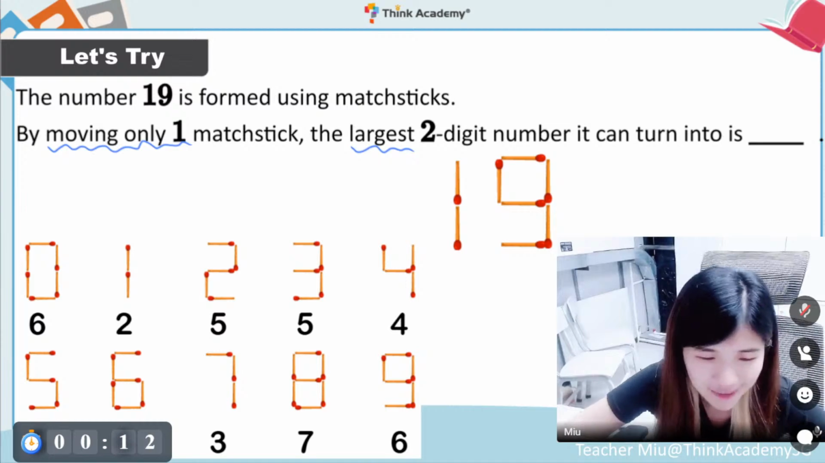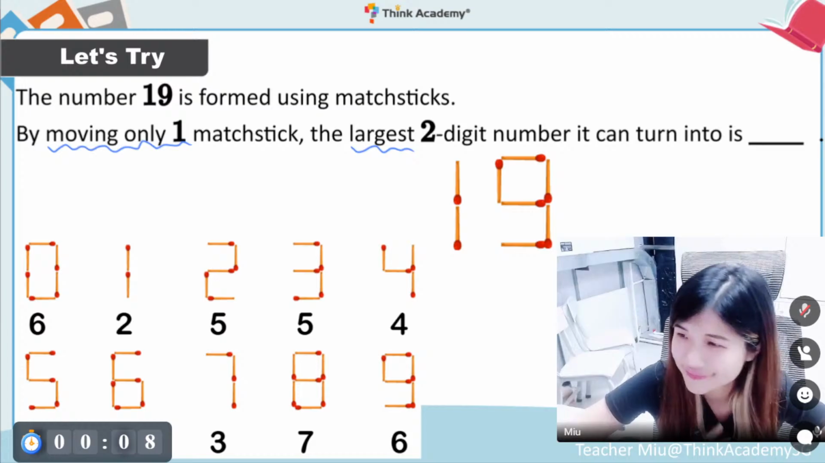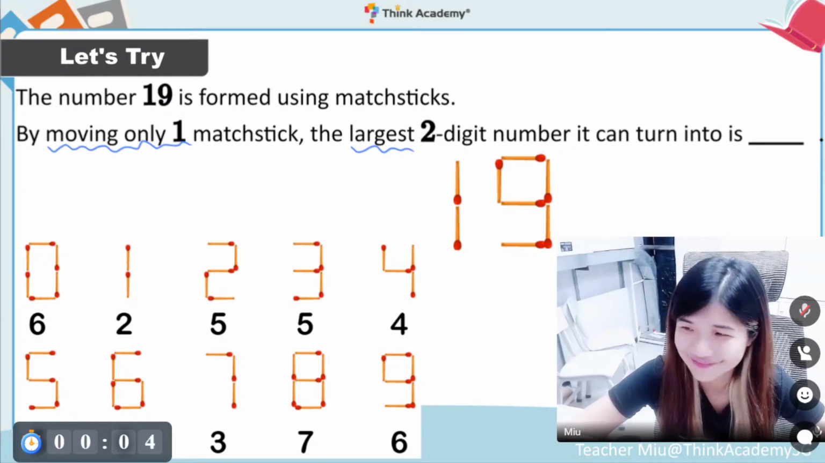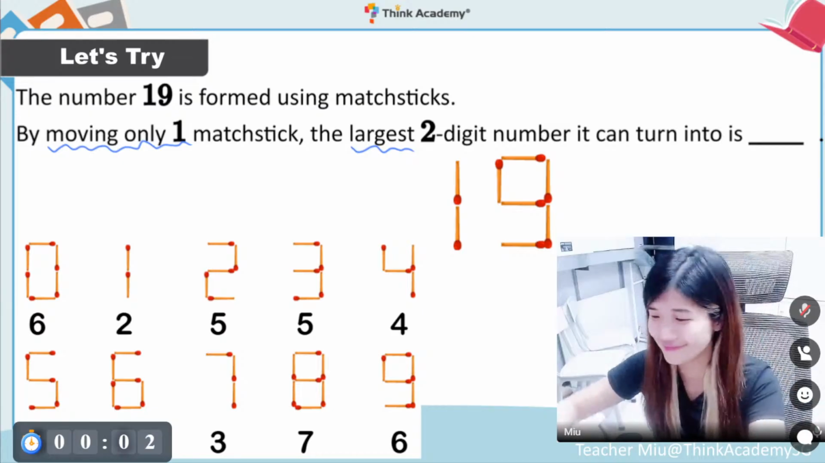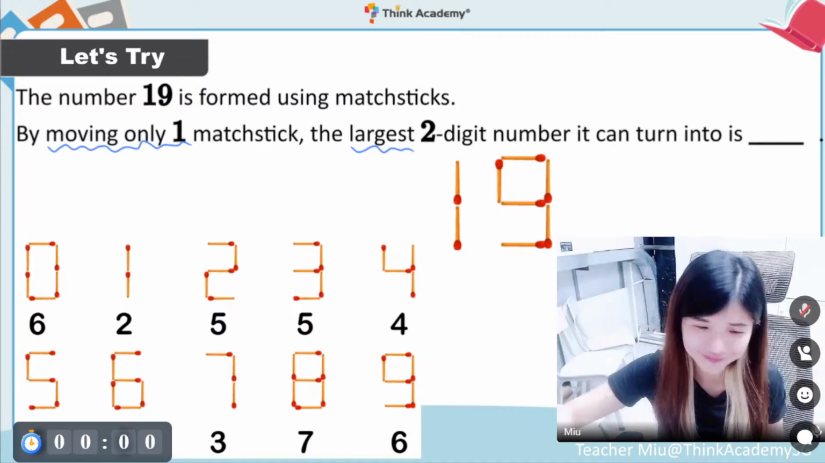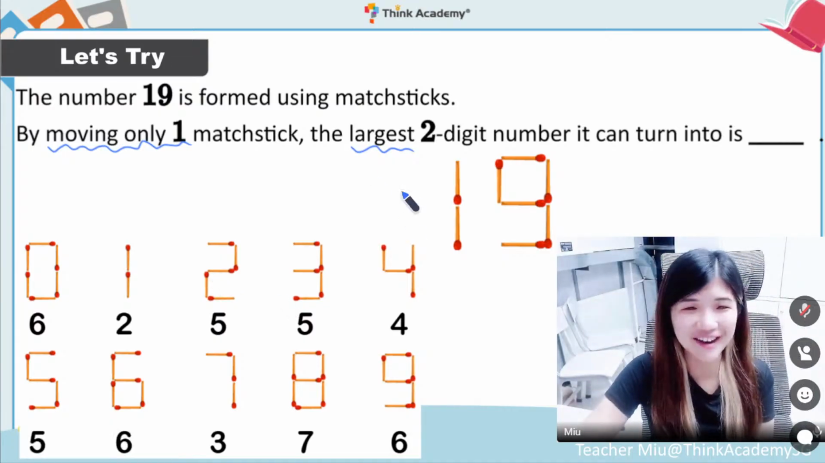Good job. Well done, Dia. This one is very easy, right?